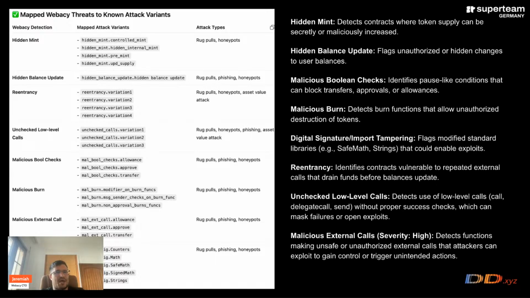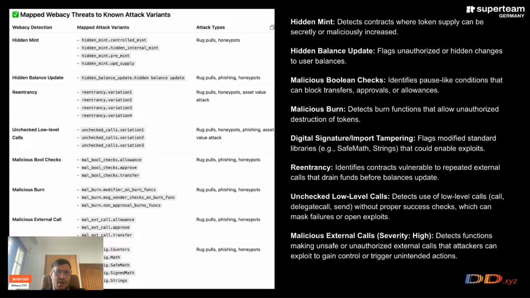These are the kinds of detections we're working on for smart contracts. Some of the differentiators from others: there are some people who do different detections like different kinds of minting, but we go a little bit deeper and have different variants of the domain or overall theme of that specific fraud. So we have hidden mint, hidden balance update, reentrancy, lower level delegate calls, malicious Boolean checks, malicious burning, malicious external calls, and also import tampering.